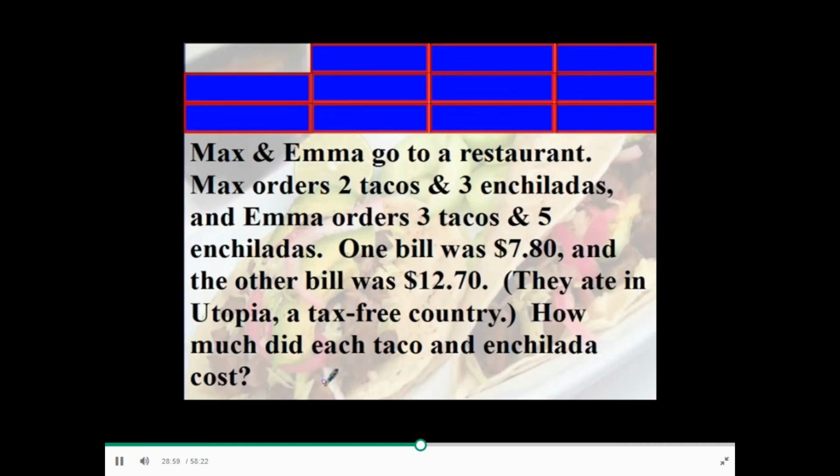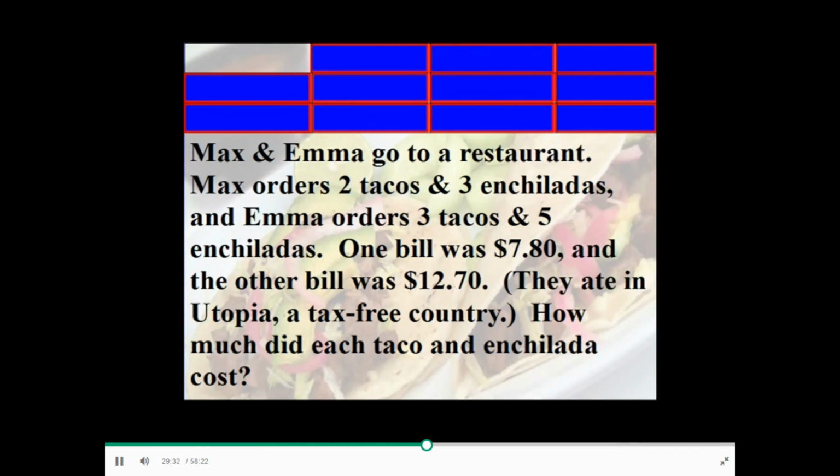Okay, let's talk about my friends Max and Emma. Max and Emma go to a restaurant. Max is going to order 2 tacos and 3 enchiladas, and Emma is going to order 3 tacos and 5 enchiladas. One bill is $7.80. That's going to be Max's bill because he's ordering less stuff. And then the other bill, that would be Emma's, is $12.70. They are eating in Utopia, which is a fantastic tax-free country, so we don't have to worry about any taxes here. How much did each taco and each enchilada cost?